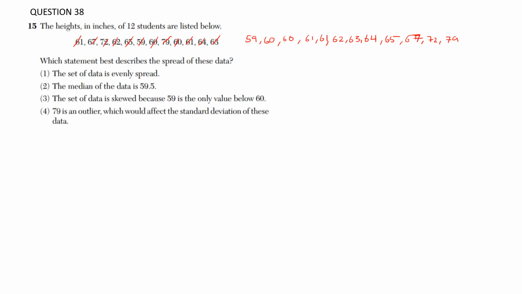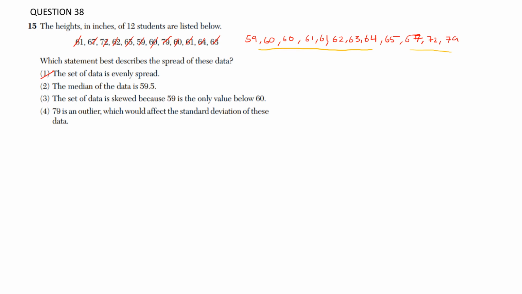All right, so the first answer choice says the set of data is evenly spread. Now, does this really look evenly spread? You have a bunch of values over here that are very, very close together, but then these ones are further apart. You have a 72, then you skip 7, 79. In between these, you have a 5 difference. So I don't think the values are evenly spread at all.